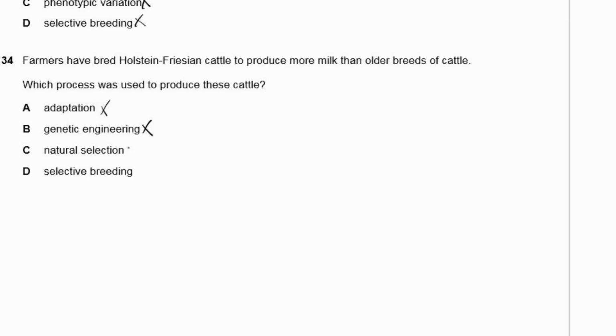Natural selection? It wasn't natural selection. They did selective breeding. They allowed certain cattle to breed with other cattle that had the desired characteristics. So the answer is D.